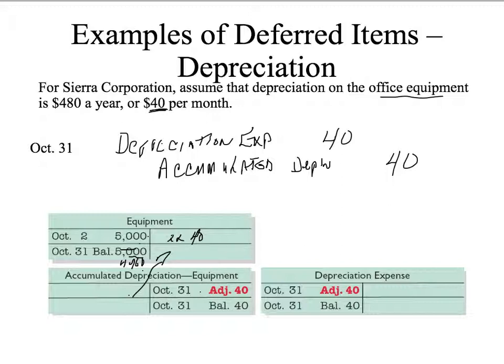By doing it this way, I show equipment as 5,000 on my balance sheet, less accumulated depreciation of 40, then I show 4,960. So the person who reads the financial statement can judge how old this piece of equipment is. That's why we use the contra asset account, accumulated depreciation.